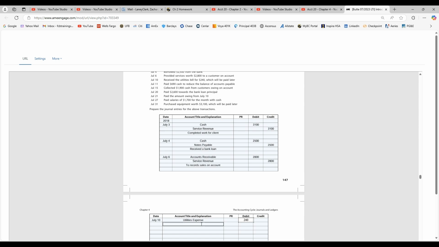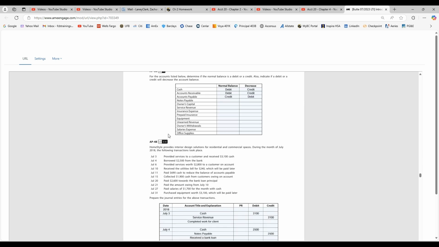But since we're going to pay this balance later, we need to not credit cash to reduce it, but instead we're going to record an increase in a liability, so an amount we owe of $240 to indicate that we have this amount that is outstanding that we owe. And we'll say received utilities bill.